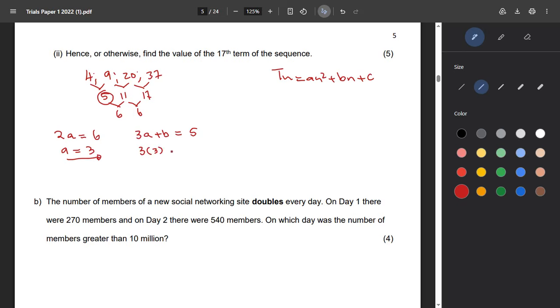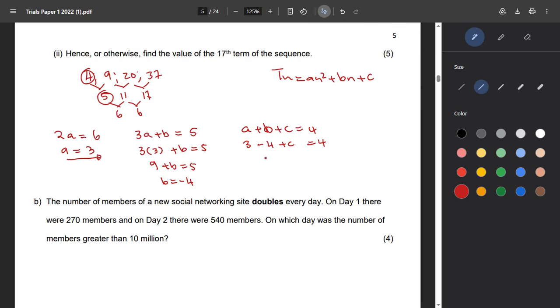I'm going to multiply that one by 3. So this is 3 times 3, that's 9, plus b equals 5. Let's take the 9 to the other side. So that will be 5 minus 9, so b is minus 4. The last one is finding c, and this is the formula that we use. This will be equal to the first term of the sequence. It's 4, a is 3, b is minus 4. Then the aim is to find c.